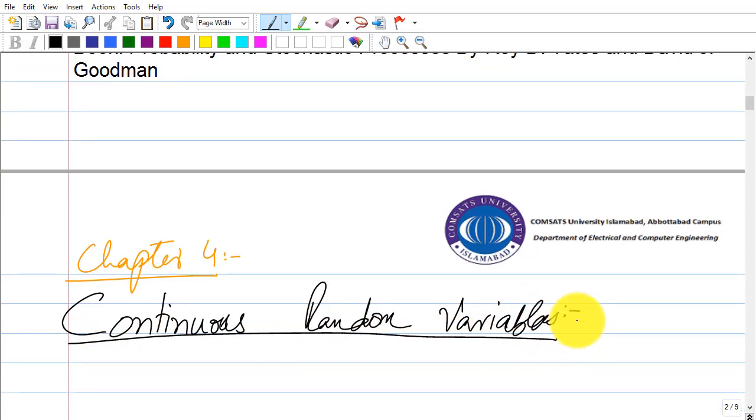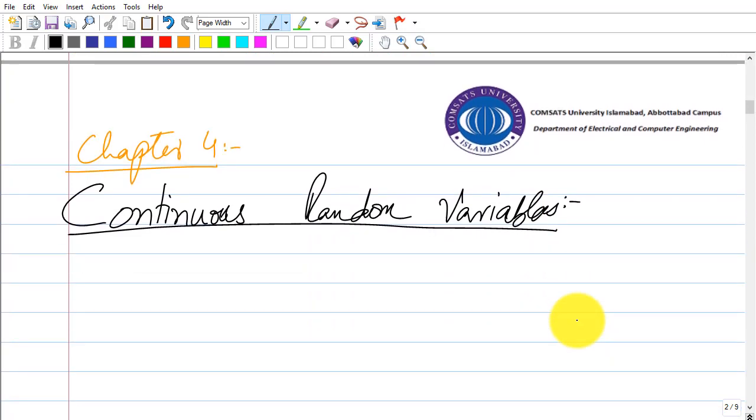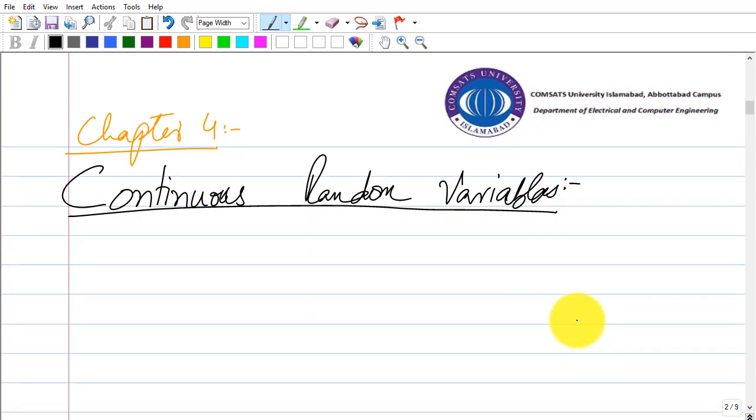As we have seen in the previous chapter, we worked on the discrete random variables, and in the discrete random variables we have seen that the range of that random variable is defined over fixed steps. But in the continuous random variables, that would not be fixed steps, but that would be a range. That would be a continuous set of numbers.